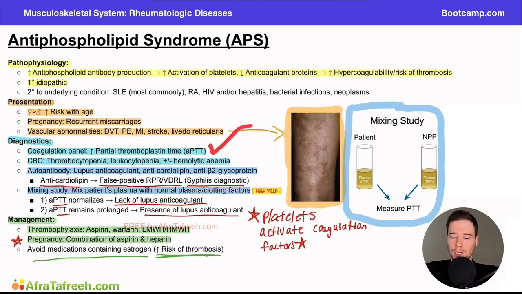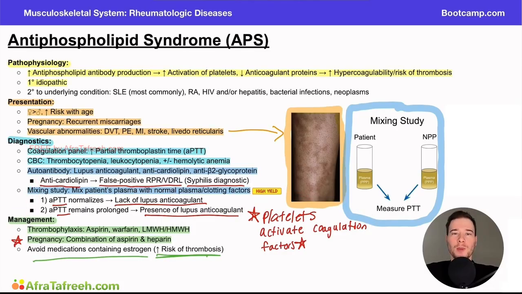We're going to see an increased PTT on diagnostics, and this is due to the lupus anticoagulant. Remember, we specifically talked about how this is a misnomer. It's an anticoagulant in a test tube setting, but in the body, it's actually a procoagulant effect. This is due to the platelet activation of the coagulation factors. And so it's really important to keep in mind this mixing study and what it would show you if a patient is likely to have lupus anticoagulant or not.